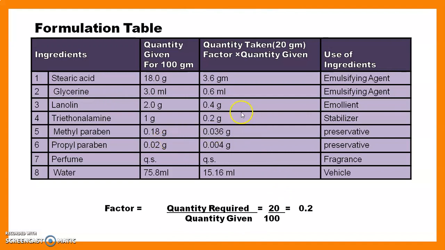ingredients for quantity taken. Stearic acid is used as emulsifying agent, glycerin as emulsifying agent or emollient, lanolin is used as emollient, triethanolamine used as a stabilizer, methyl paraben used as a preservative, propyl paraben used as a preservative, perfume is used for fragrance purpose, water is used as a vehicle or solvent.